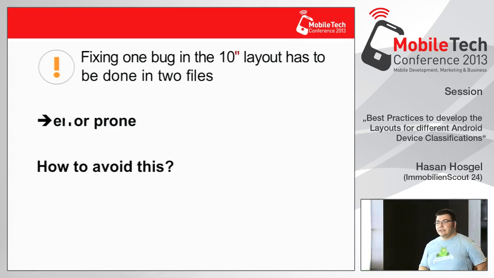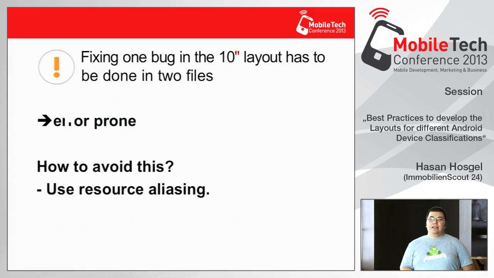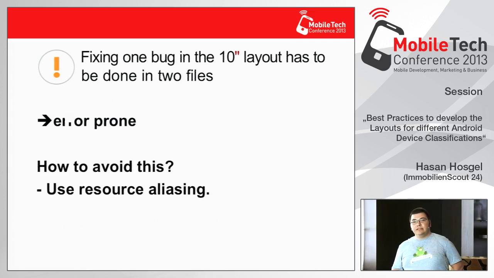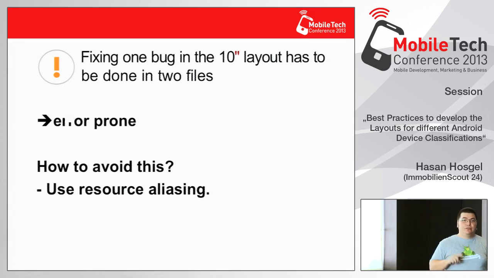You have the possibility which comes through the SDK, which is named resource aliasing. With resource aliasing, you can reference another resource. You may know it already through the strings, through booleans, integers, and even layouts. One thing is resource aliasing doesn't work for menus.